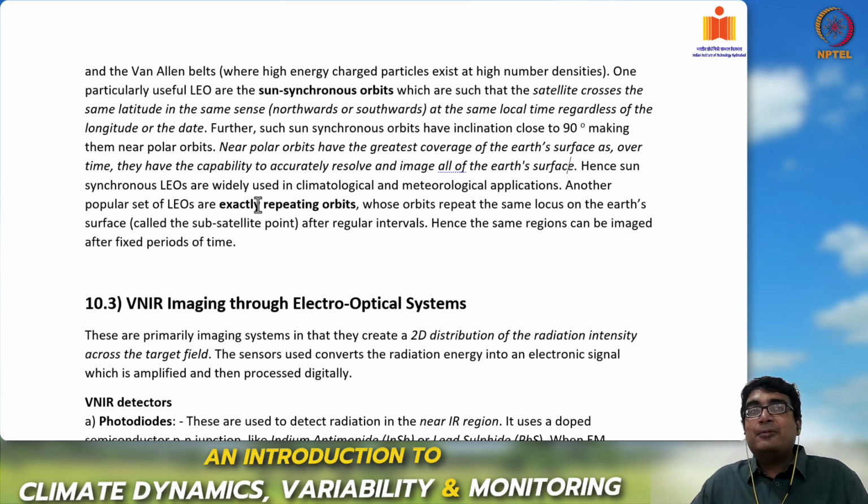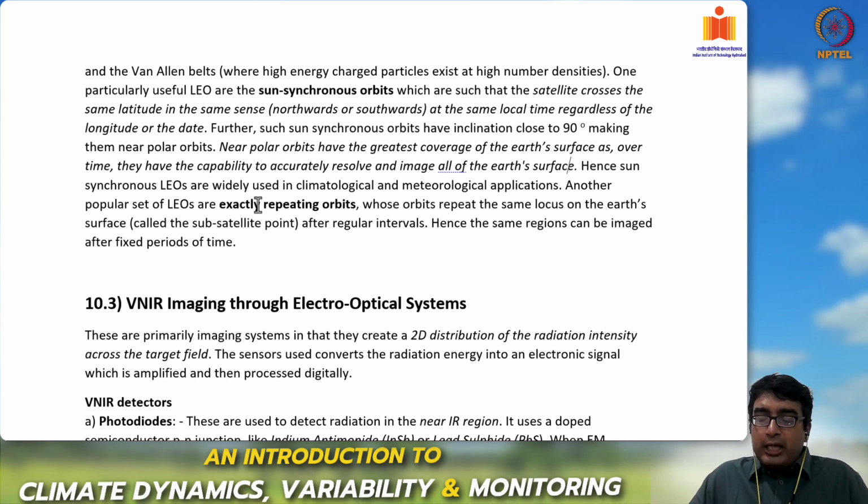Low Earth orbits, especially sun-synchronous orbits, can measure properties at the same time at different latitude circles, and they cover the entire globe because their trajectories are polar, that is near 90 degrees with respect to the equatorial circle. Exactly repeating orbits repeat their sub-satellite locus after a set of fixed orbits. So, repeated observations at the same conditions are possible by these satellites.